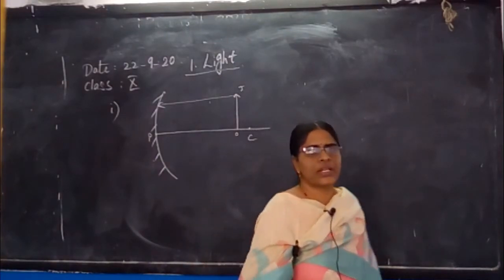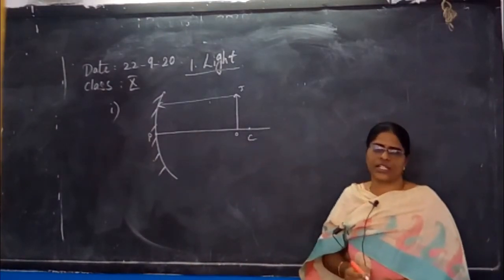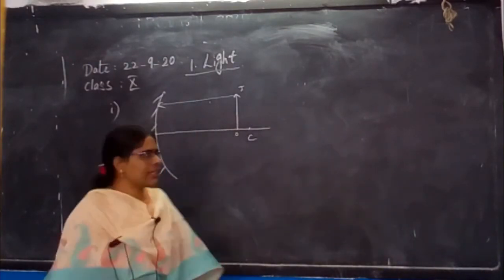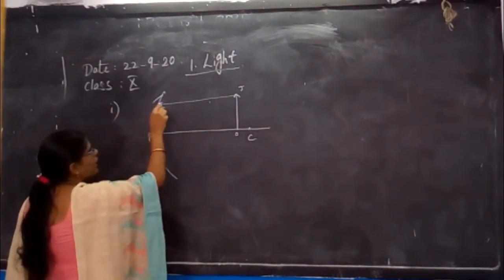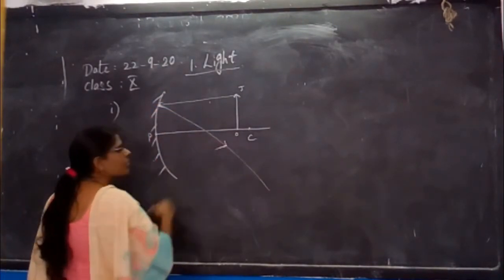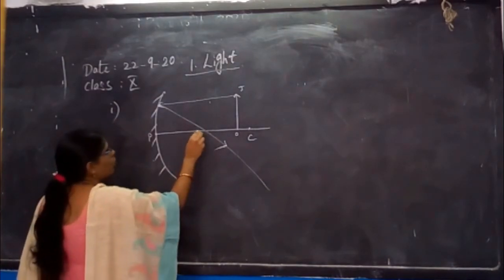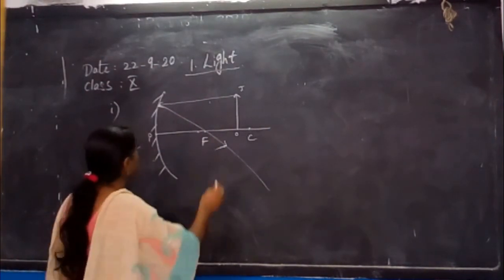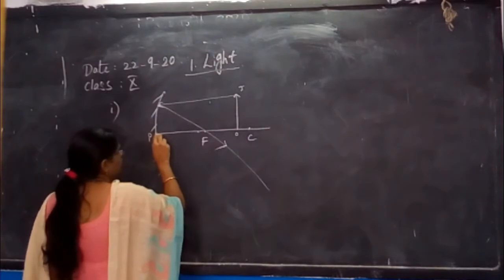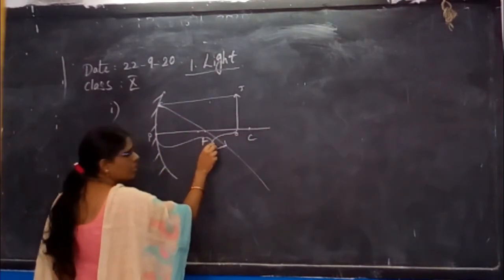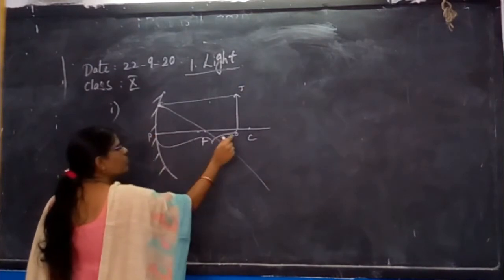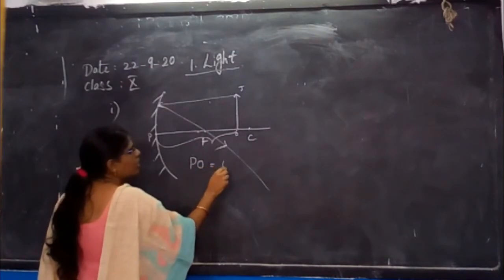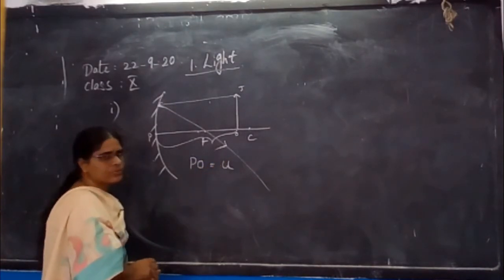Now in a concave mirror, is the inner surface the reflecting surface or not? It's a reflecting surface. After striking the reflecting surface, these light rays will get reflected. Now we said that the point is called the focus. Now here, pole to the object, what do we call? The distance between pole to the object, P to O distance, is called object distance U.